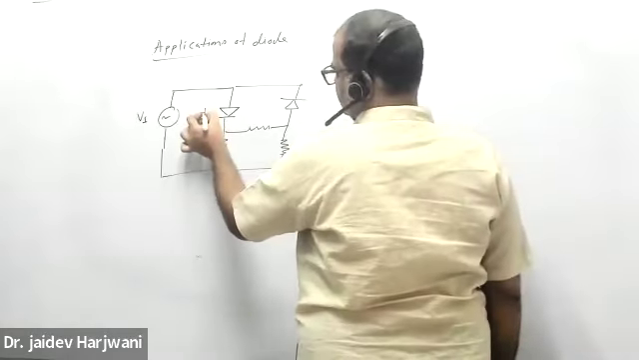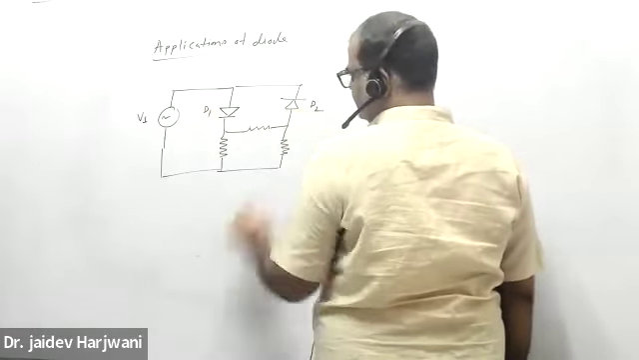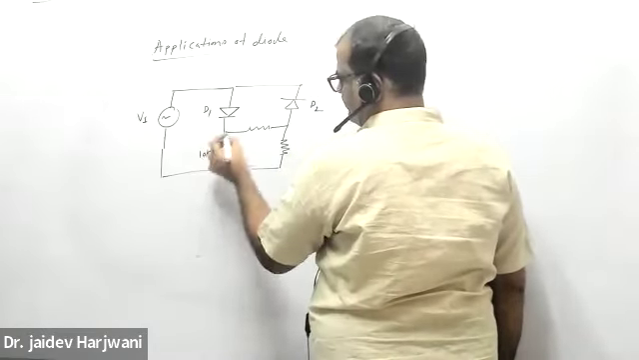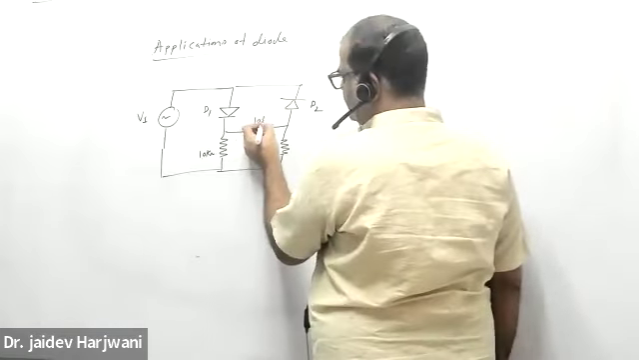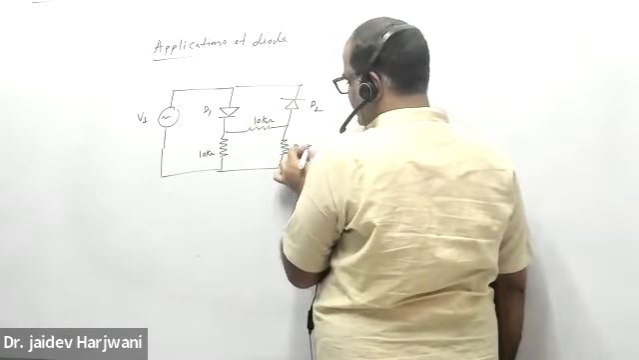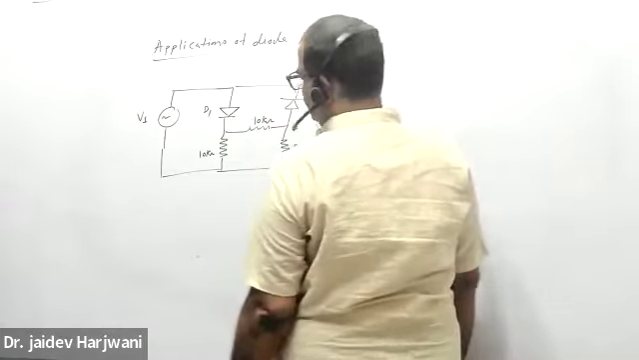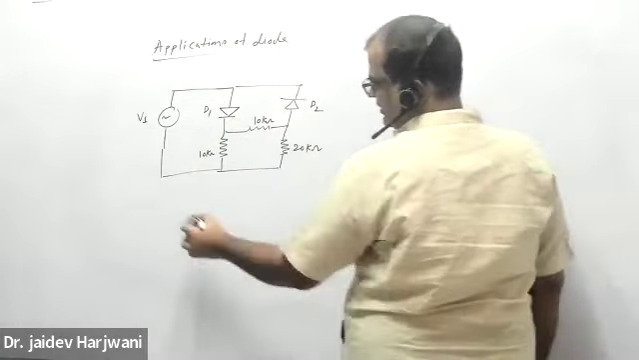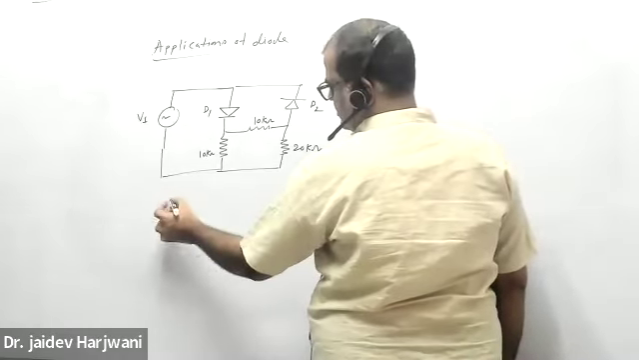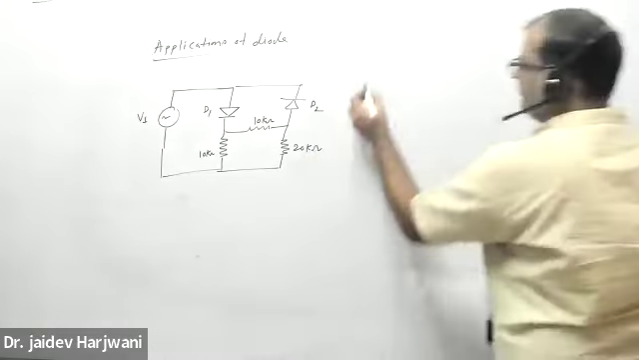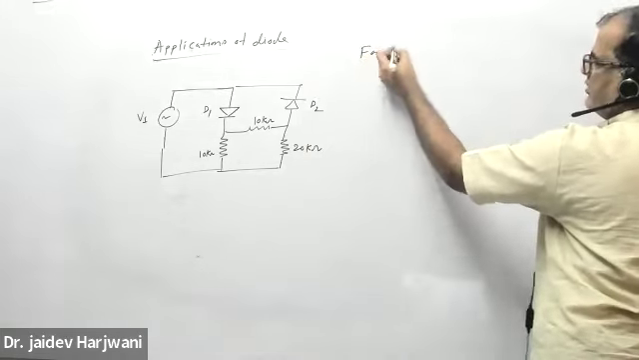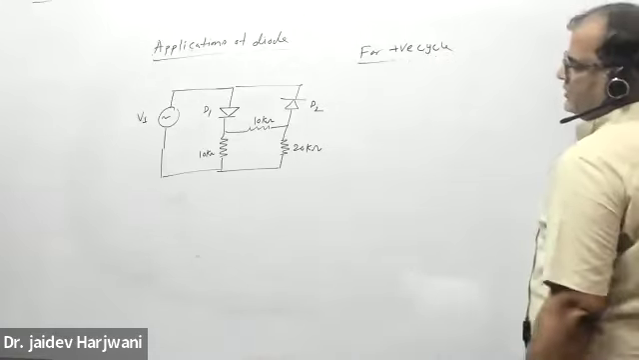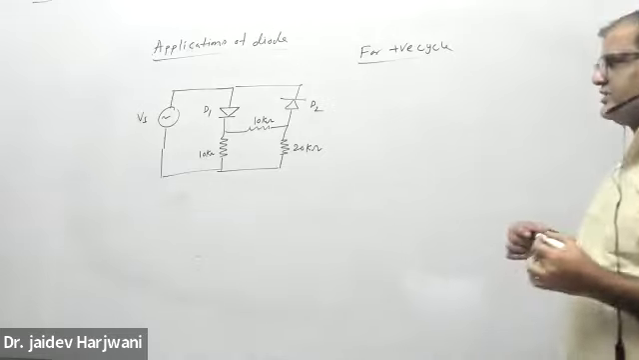So say this is diode D1, this is diode D2. The values are given: 10 kilo ohm, 10 kilo ohm, and 20 kilo ohm. Now tell me what will happen for the positive cycle. For the positive cycle, which diode is forward biased and which diode is reverse biased? Tell me.